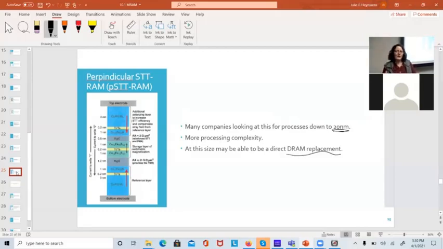Now notice I've talked about MRAM as being a flash replacement, I've talked about it as being an SRAM replacement, and I've talked about it as being a DRAM replacement. This is a pretty powerful technology if we can get, again, the densities up. We need more than 16 megabytes.